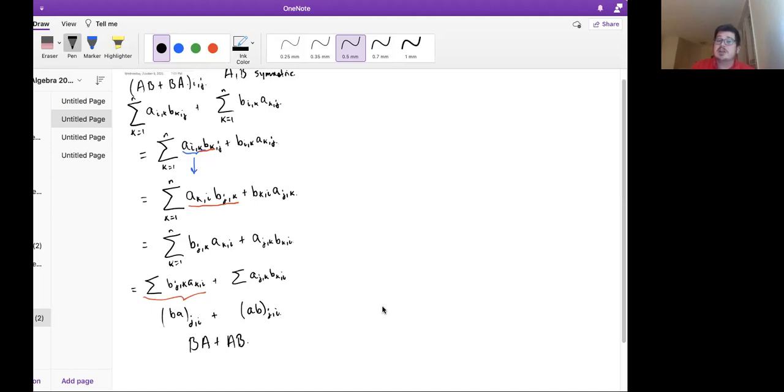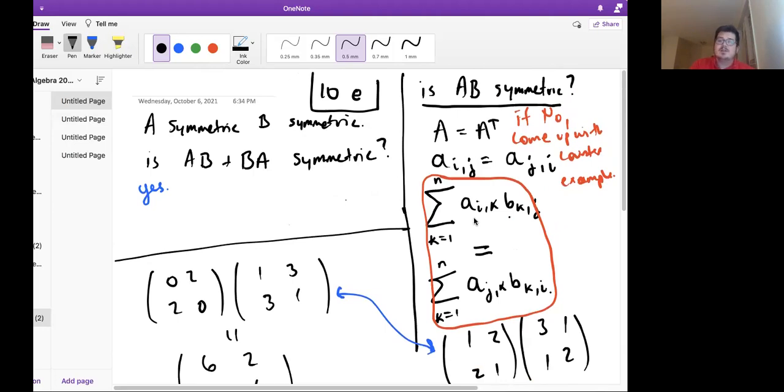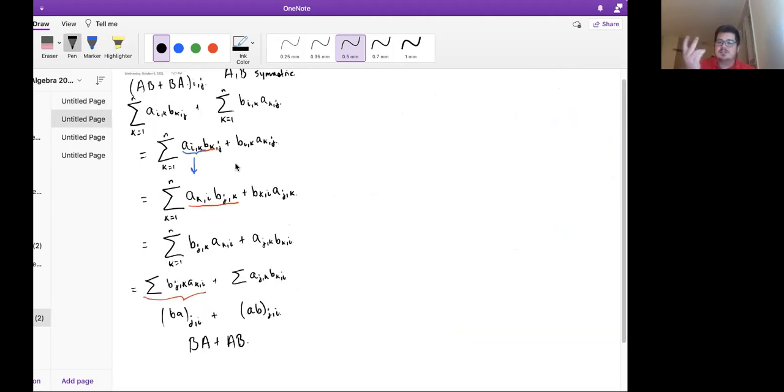So this is a general proof to show that the sum AB plus BA is symmetric if both A and B are symmetric. That's pretty weird, right? But we showed that AB doesn't need to be symmetric. But when you add its flipped product, it becomes symmetric.